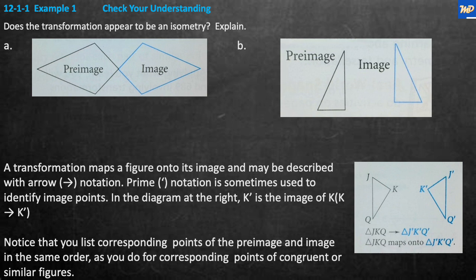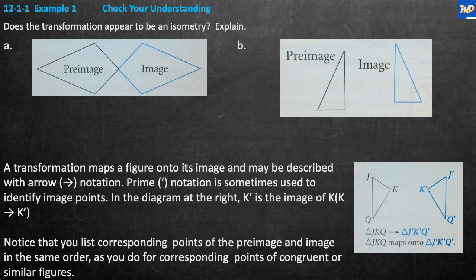Yeah, it looks like they're probably the same size. What happened to them? All that's happened is we've moved it, right? The image has not changed in size. So in B also, yes, it appears to be an isometry because it just appears to be a shift or a slide in the picture.